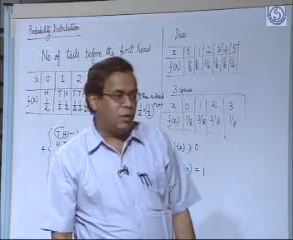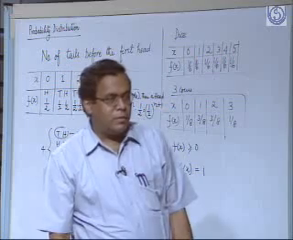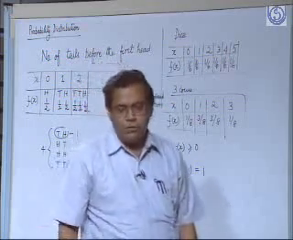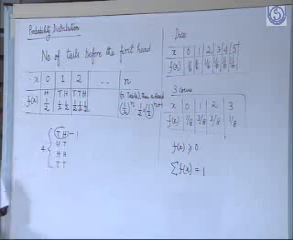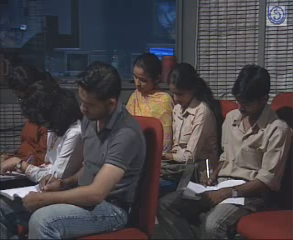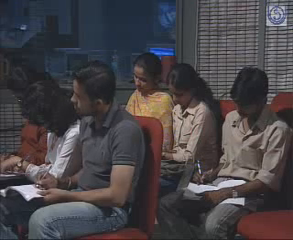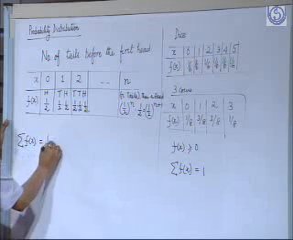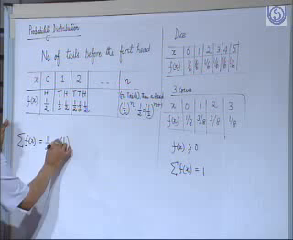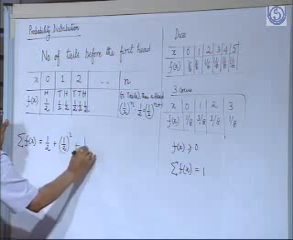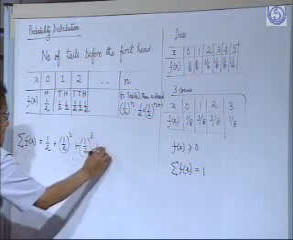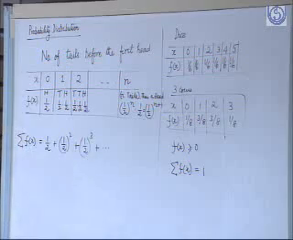Now verify the second one. Summation is equal to 1. Quickly. How do you verify that? So let me write the summation. It is half plus half square plus half cube up to how many terms? Half to the power of n plus 1.